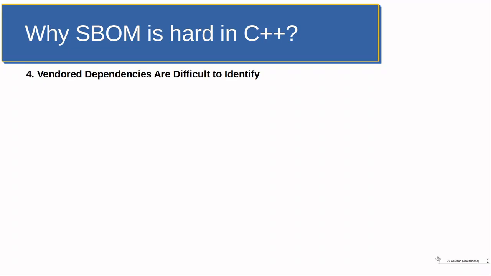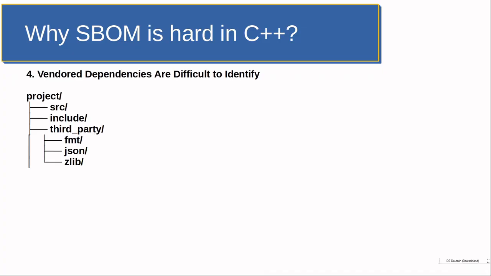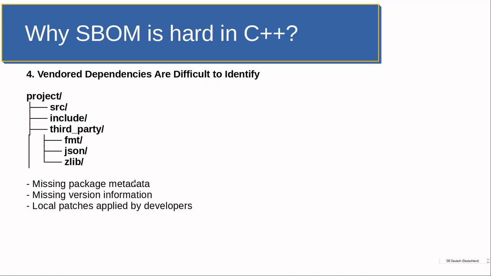The fourth reason is vendor dependencies, which are difficult to identify. Many C++ projects include third-party source code directly in their repositories. For example, I have here a project. I have my sources, I have my include, and then I have three other third-party libraries. The problems introduced by vendoring include missing package metadata, missing version information, and local patches applied by the developers.